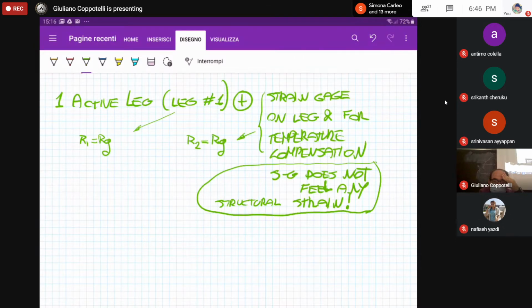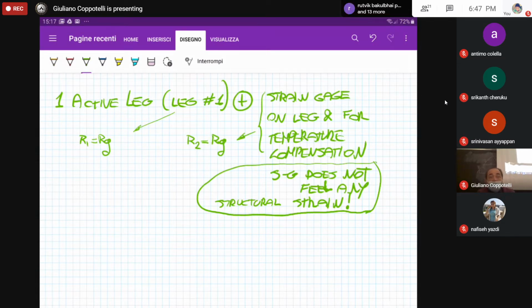I'm sorry. No, no. I'm just starting the second part of the class with this new configuration. This new configuration is one active leg. That is, we are using one strain gauge at the leg number 1. That is, R1 is equal to Rg. And an additional strain gauge that is placed on leg number 2. And this strain gauge is equal to Rg, so the same strain gauge that we use for leg number 1, but it is not bonded to the structure. It's just close to the structure. It is just feeding the temperature field only.